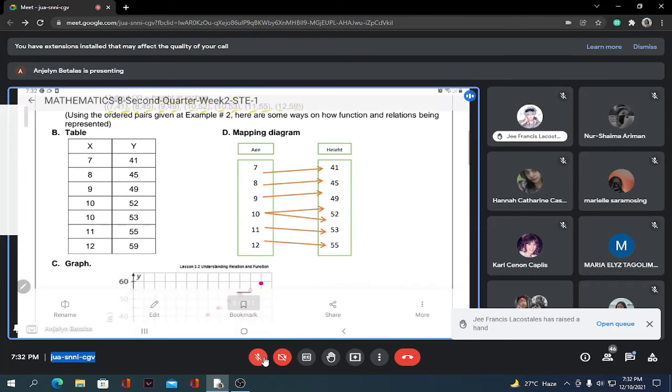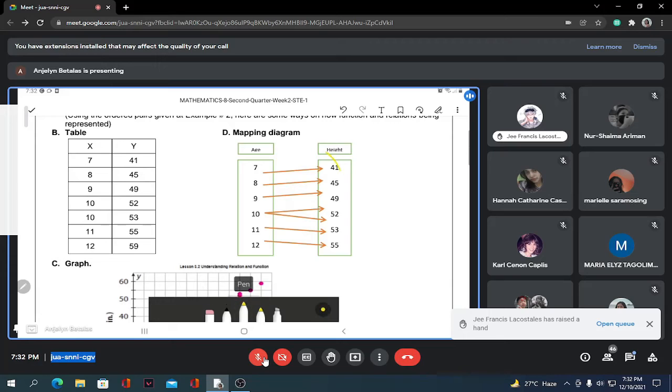In the mapping diagram, there are arrows, you can see them. So, 7 goes to 41. 8 goes to 45. 9 goes to 49. 10 has two partners. 10 goes to 49, sorry, 10 goes to 52 and 53. Two partners. And then, 11 goes to 55. 12 goes to 59. Got it?